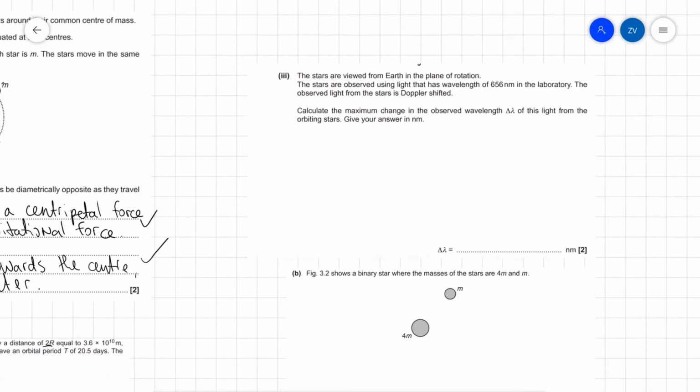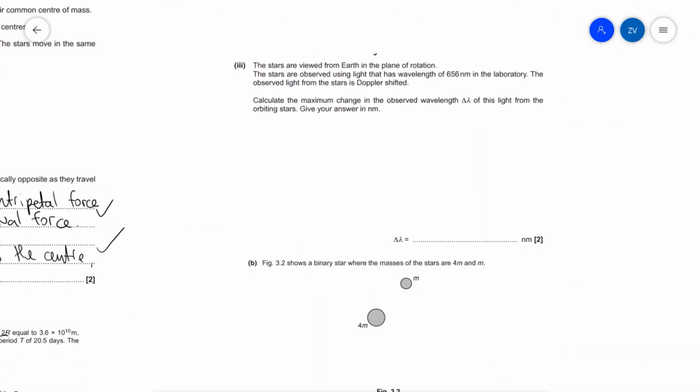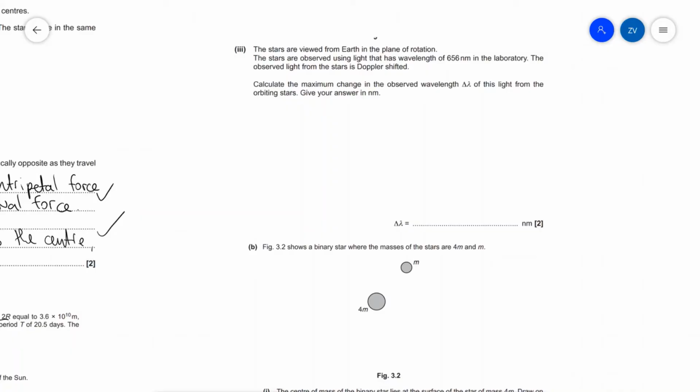Okay, part 3. The stars are viewed from Earth in the plane of rotation, and the stars are observed using light that has a wavelength of 656 nanometers in the lab. Calculate the maximum change in the observed wavelength of this light from the orbiting stars. Give your answer in nanometers.